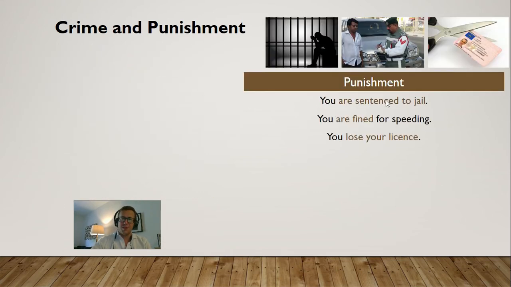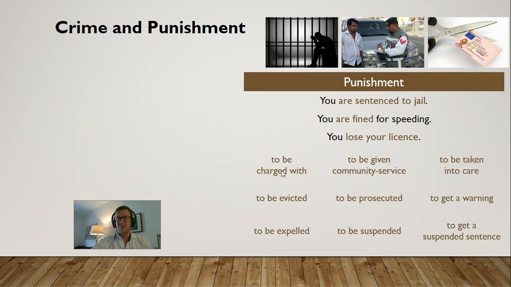So here we have 3 pictures. You are sentenced to jail. Notice, like a sentence, that you read a sentence, but we also in a verb form we say sentenced to jail. You are given a sentence. You are fined, so when you have to pay money to the police for speeding. Or you lose your license, so when they take your license away, lose your license. It's not the same as you don't know where your license is. That is one way to lose your license, but if the police take your license, it's lose your license.